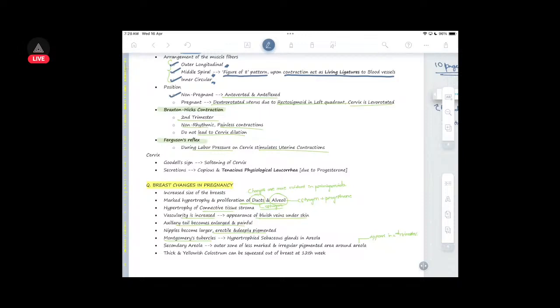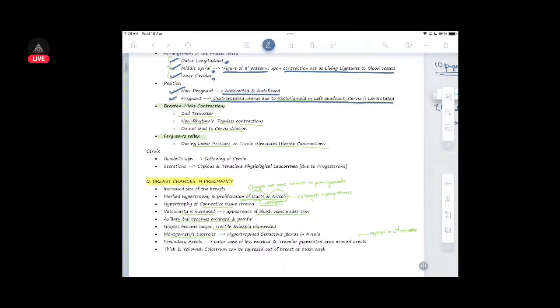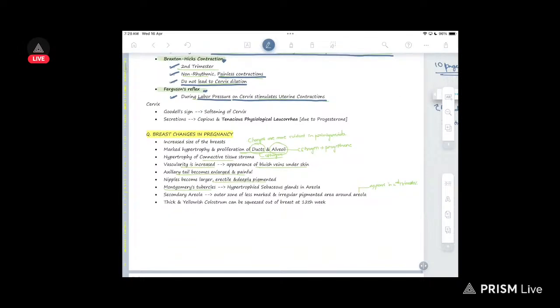Position: you have non-pregnant and pregnant. In non-pregnant, it is anteverted and anteflexed. In pregnant, it is dextro-rotated due to the rectosigmoid in the left quadrant. Cervix is levo-rotated. Braxton Hicks contraction is a second trimester contraction, non-rhythmic, painless contractions. They do not lead to cervix dilatation. Then you have Ferguson's reflex, which is during labor, where pressure on the cervix stimulates uterine contractions.